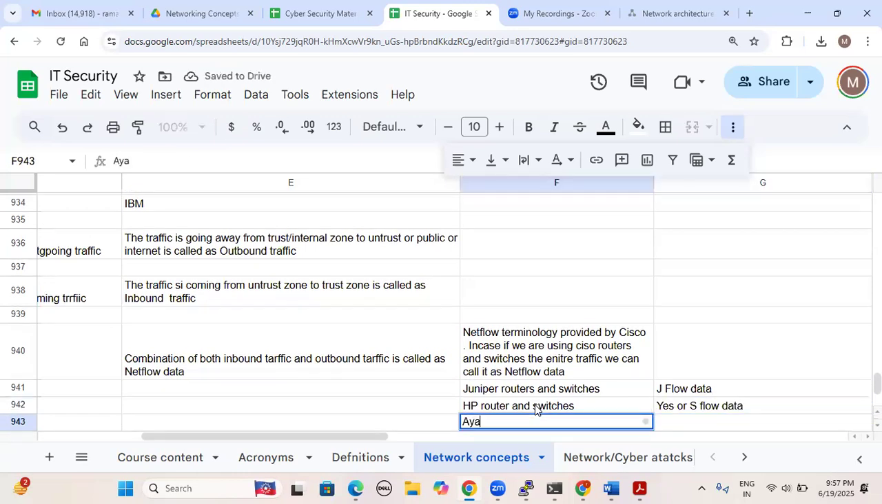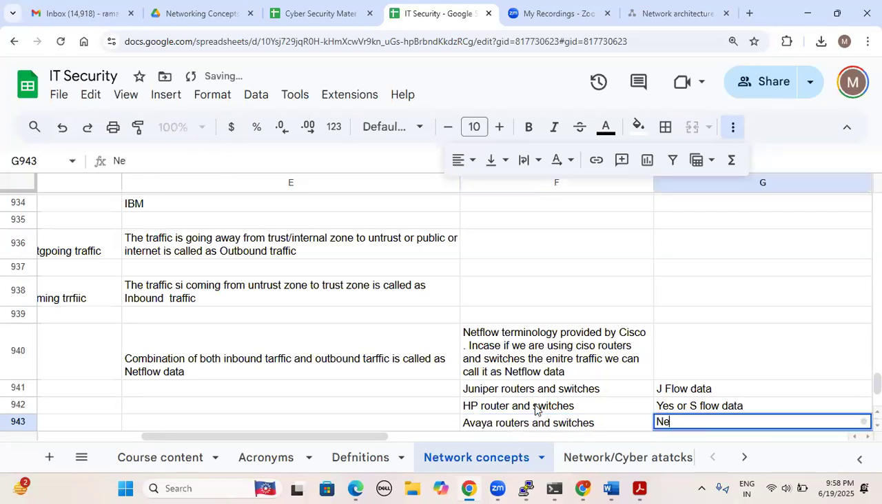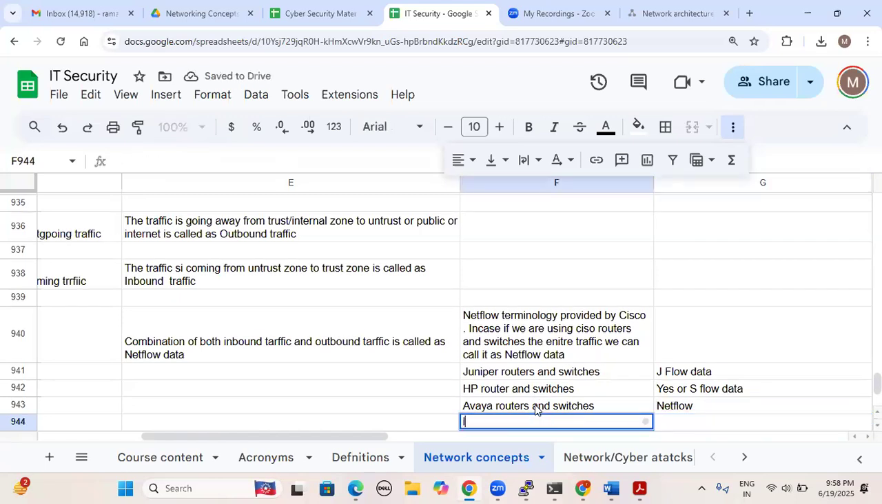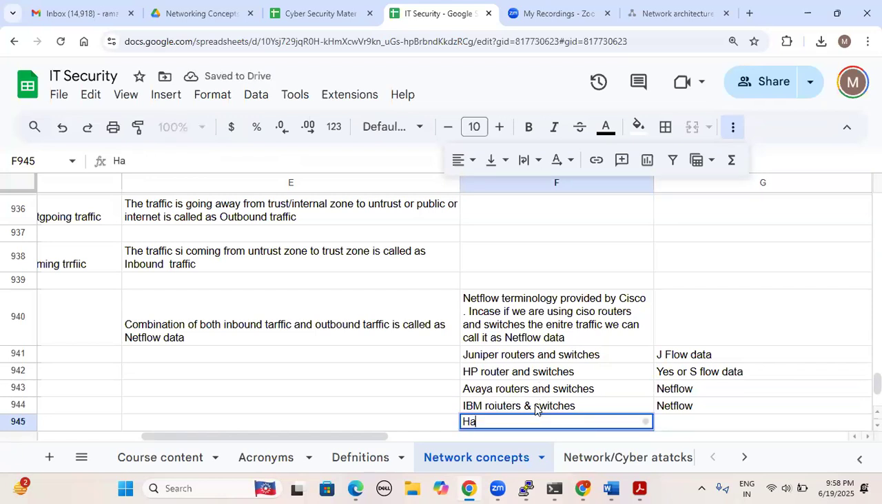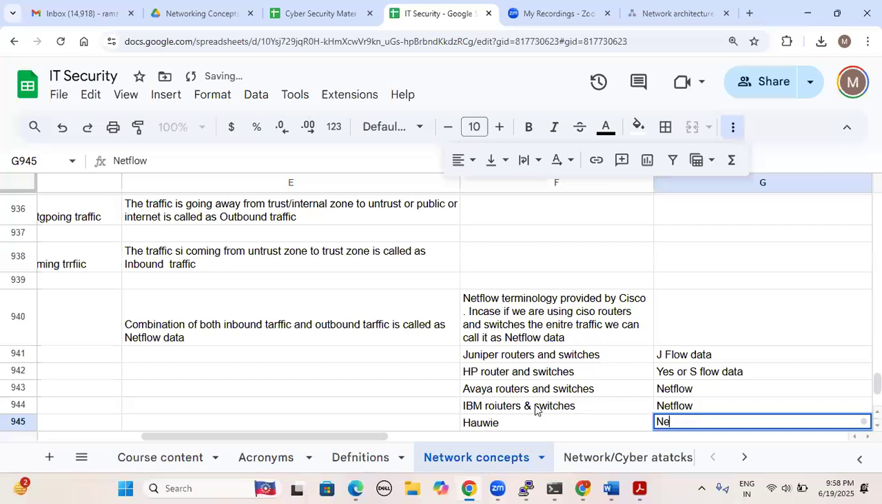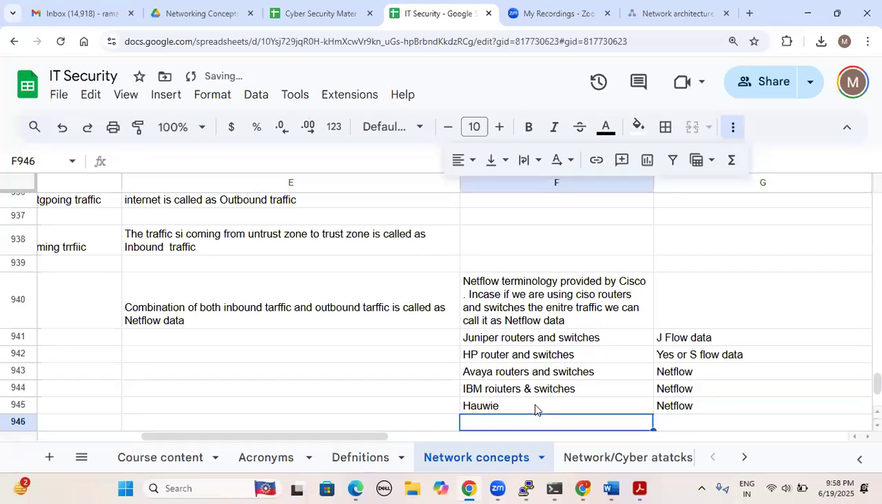Next one, if we are using Avaya routers and switches, same thing, net flow data only. HP routers and switches we already discussed. IBM routers and switches, same net flow data only. Then Huawei from China, I think the spelling is wrong, net flow data once again. So AT&T, T-Mobile, Verizon, there are so many companies. All those companies' data we can call net flow data only.